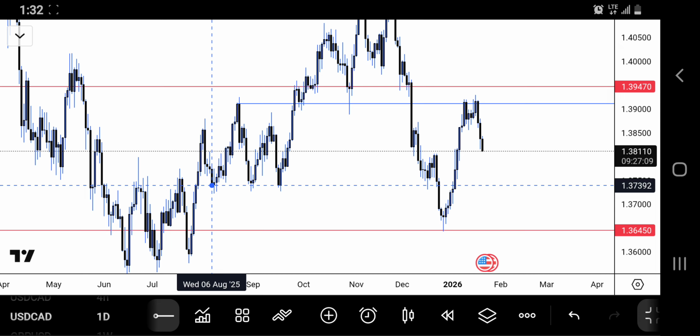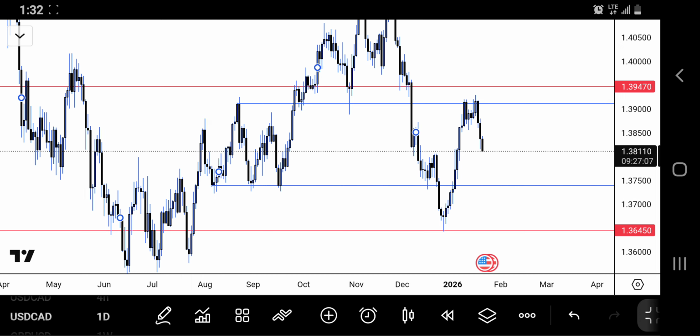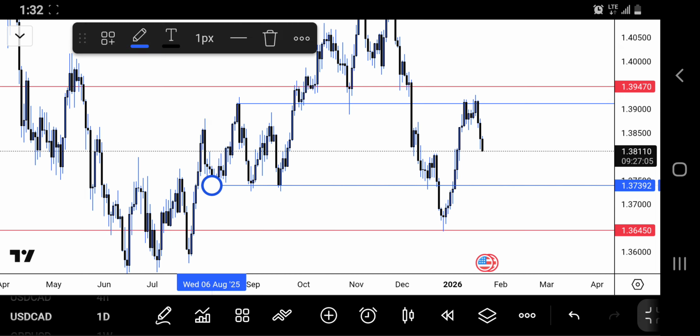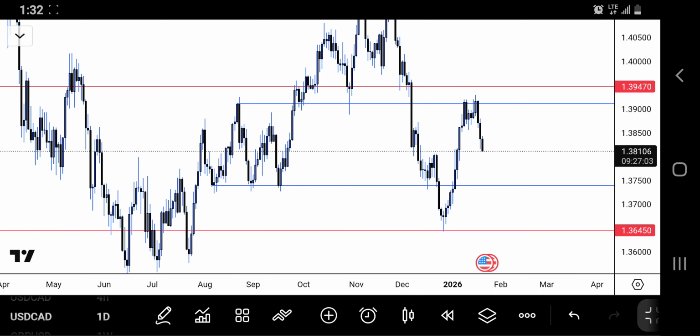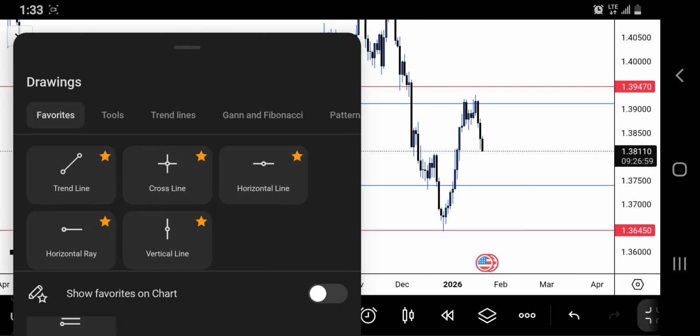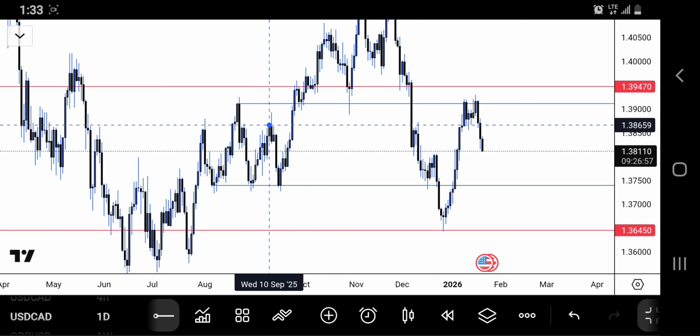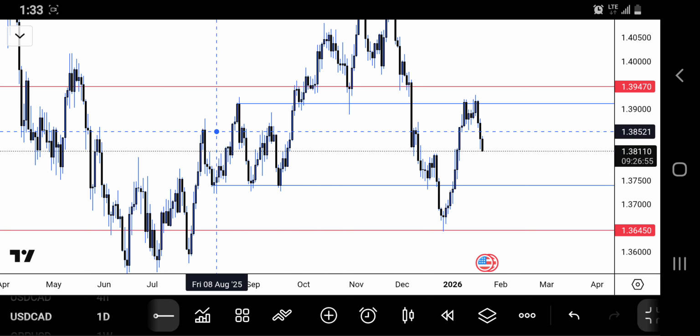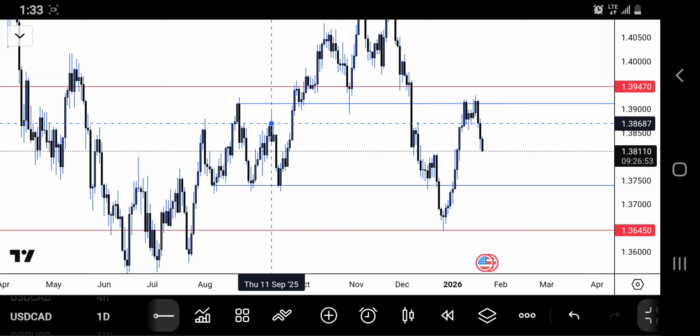We have this push from this area right here. Okay, so that's it. I think we should take this area right here, this area also. Yeah, because we can look at right here. This area is also important.